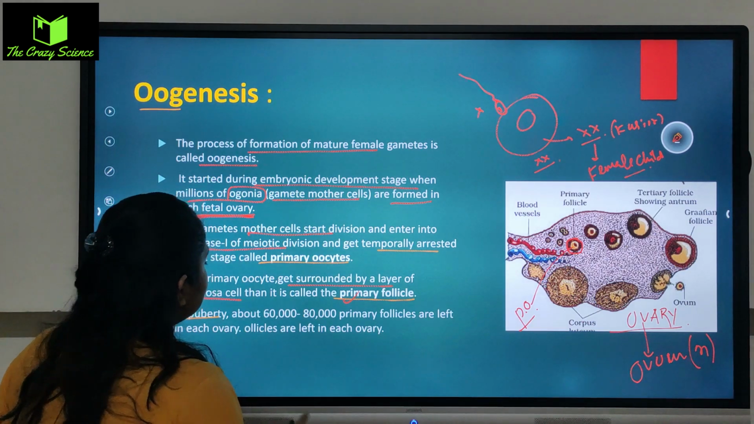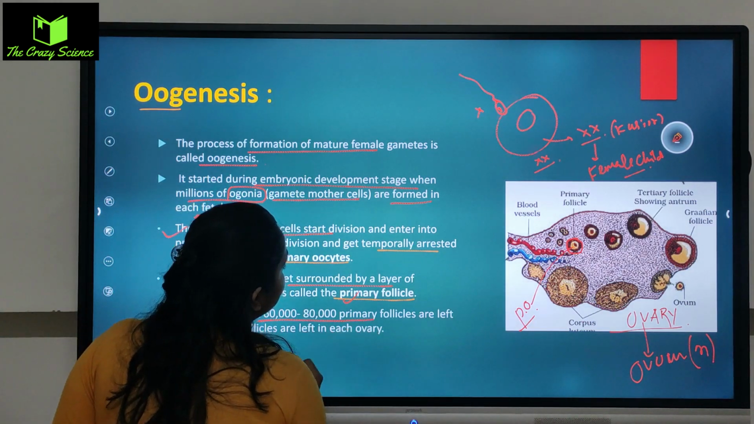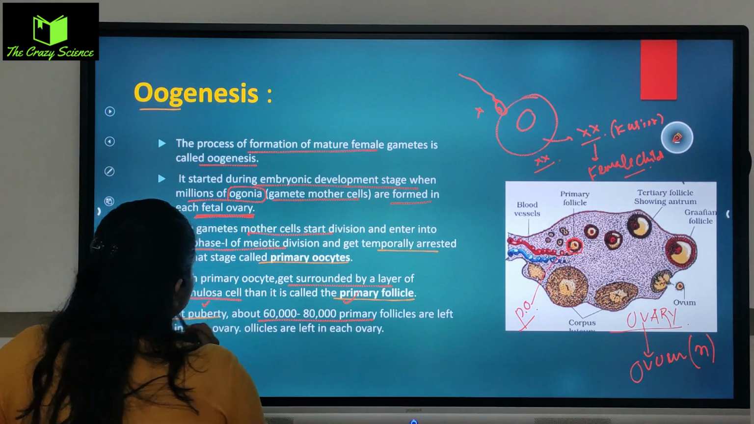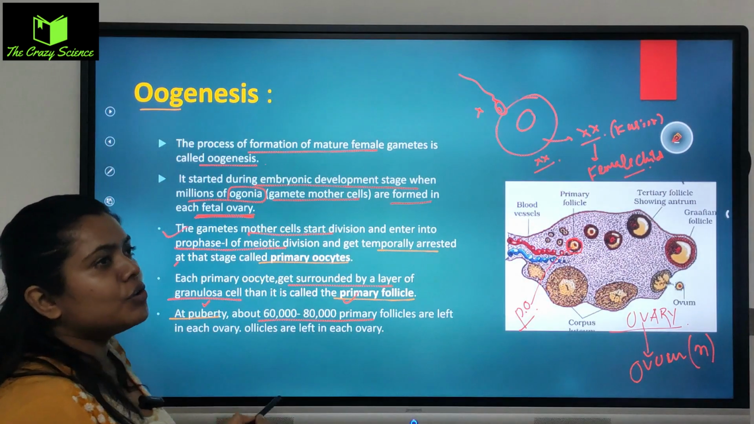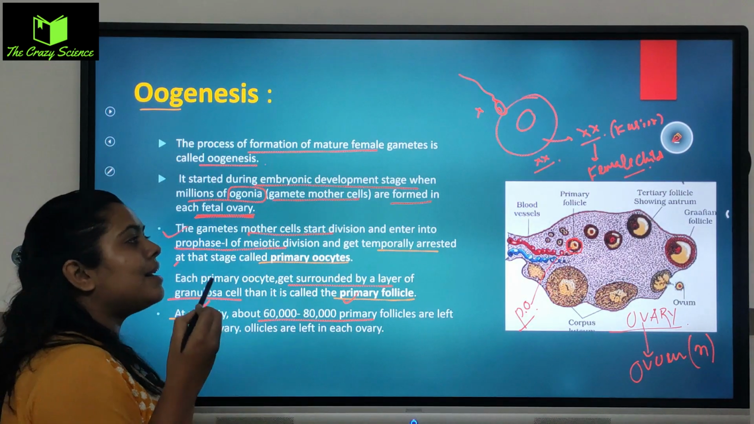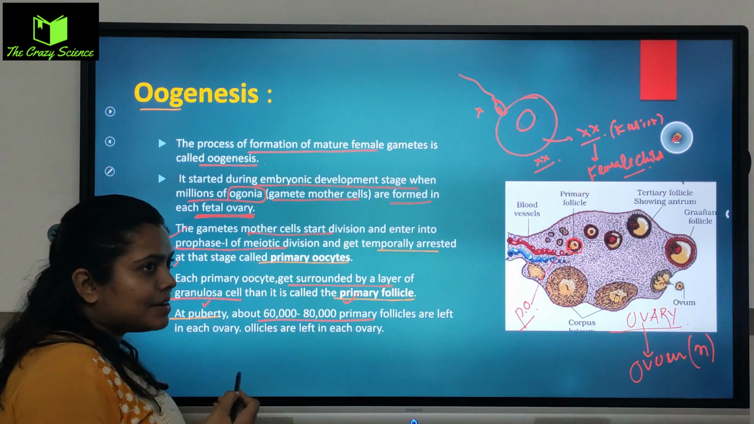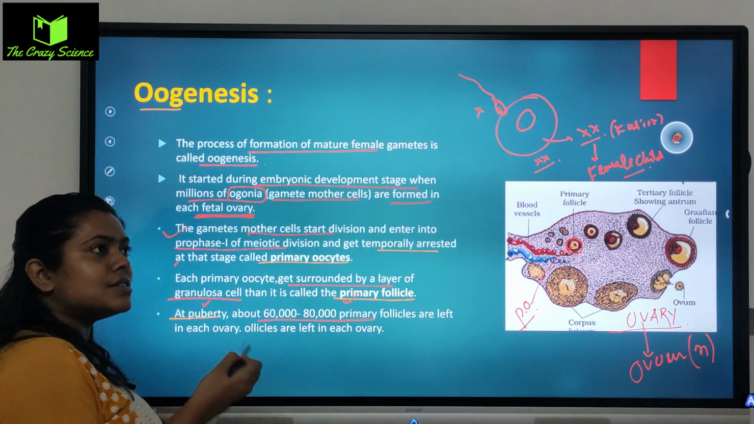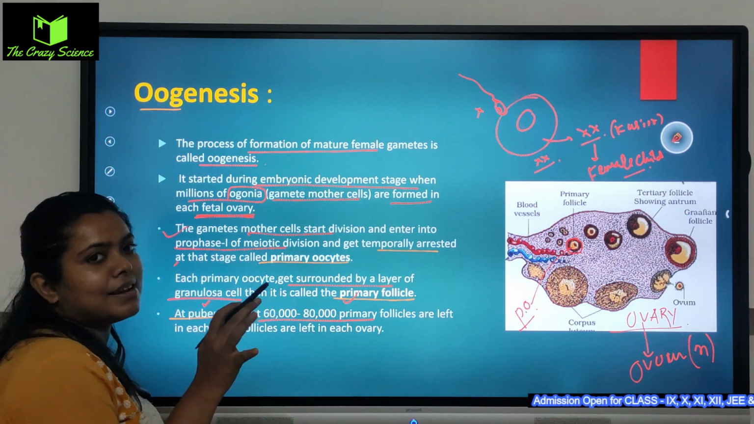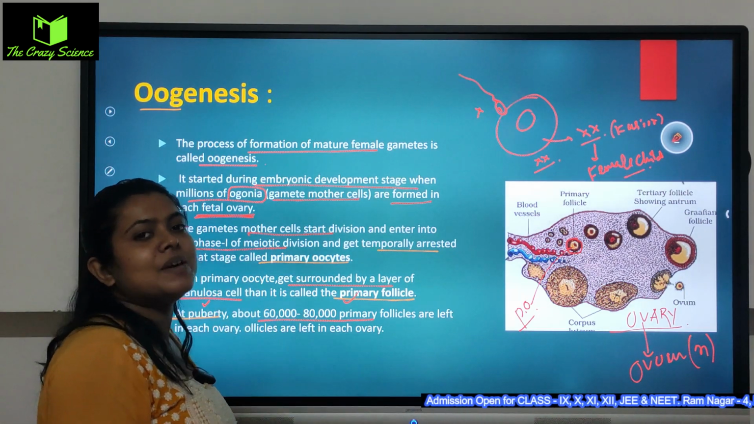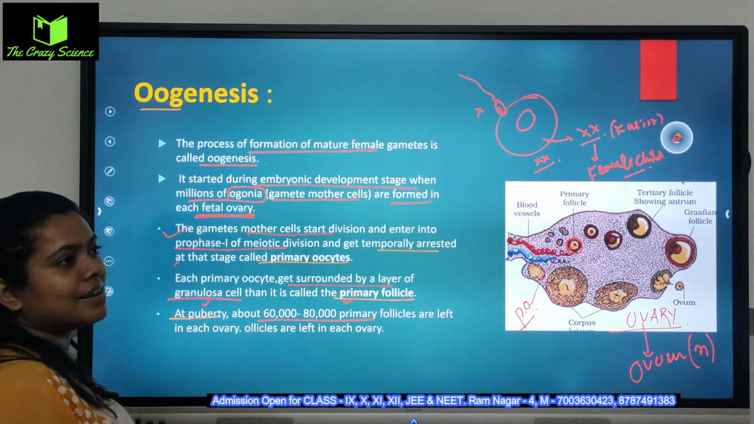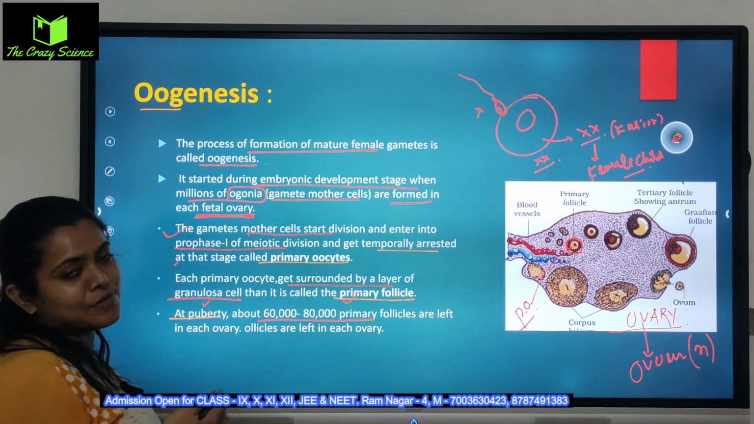At pubertal stage, 600 to 800 primary follicles are left in each ovary. So puberty stage, কারণ already we know the puberty stage is the stage where the menstrual cycle starts, and once the menstrual cycle starts, this is just a sign that you are now capable of giving birth to another life. তো সেটার জন্য your body is giving the sign.